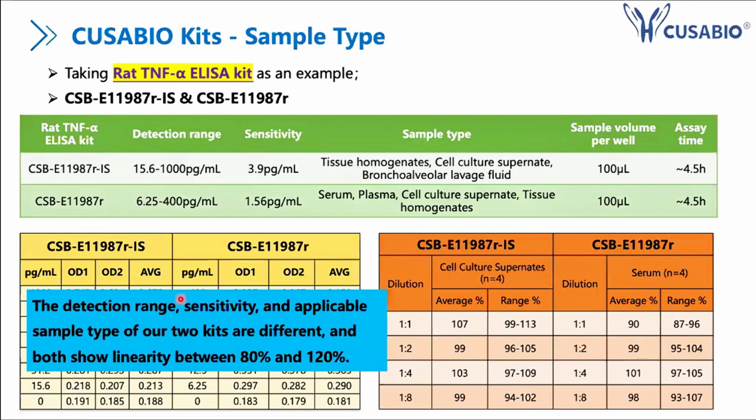As you see, the detection range, sensitivity, and sample type for these two kits are different. With the IS series, we have more sample types on which we can perform the assay. But the good thing is that for both kits, the linearity is between 80% and 120%. The key point here is that we have a new series, but we can also provide you another option if you care about the sample type. So in CUSABIO, you can always find a good one.